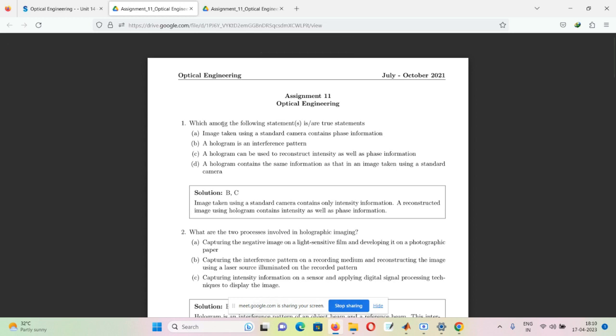Which among the following statements is or are true statements? We have given four options. It's like a comparison between standard camera imaging and holographic imaging. A: An image taken using a standard camera contains phase information. B: A hologram is an interference pattern. C: A hologram can be used to reconstruct intensity as well as phase information. D: A hologram contains the same information as that in an image taken using a standard camera. You are supposed to select the correct answers.